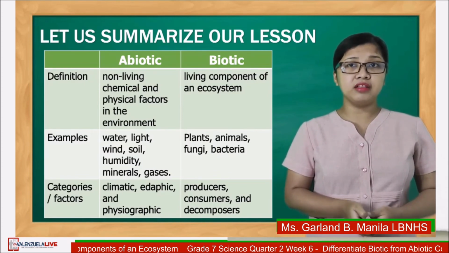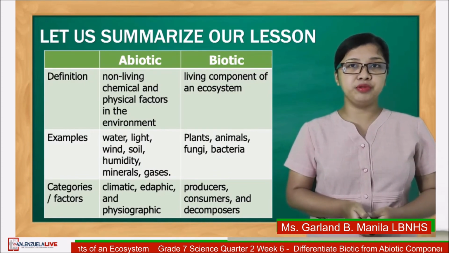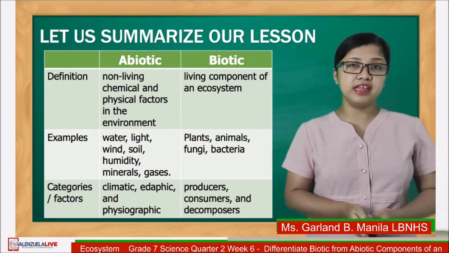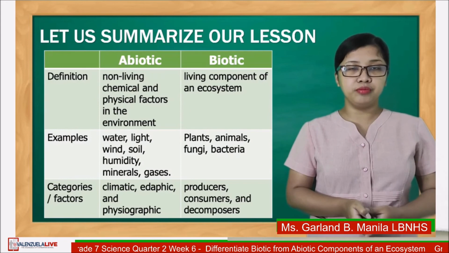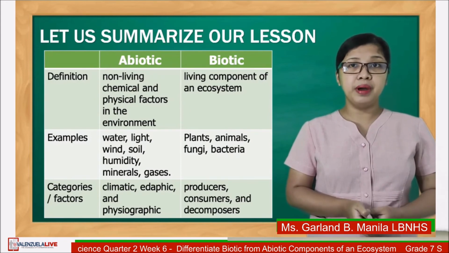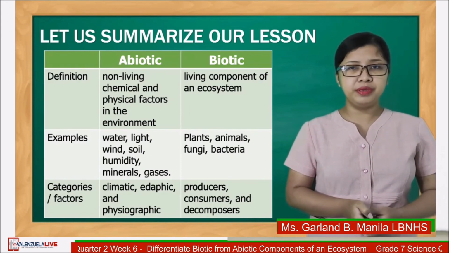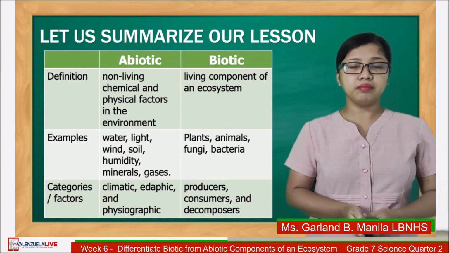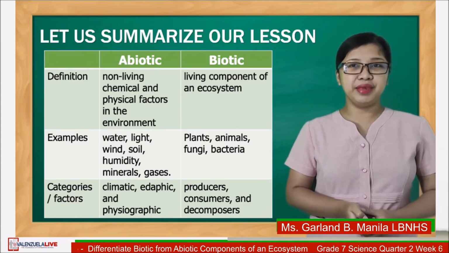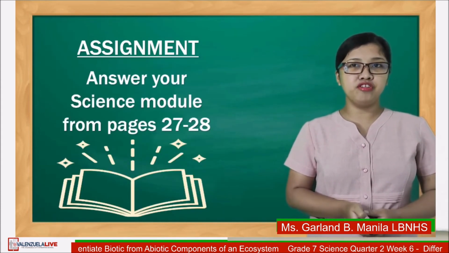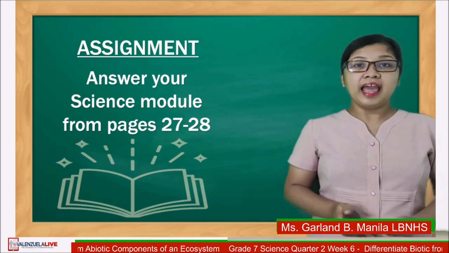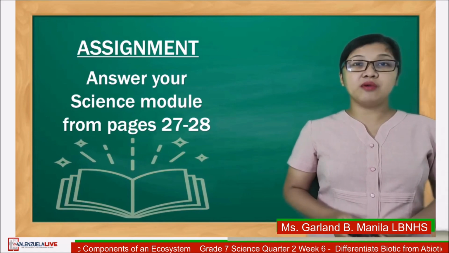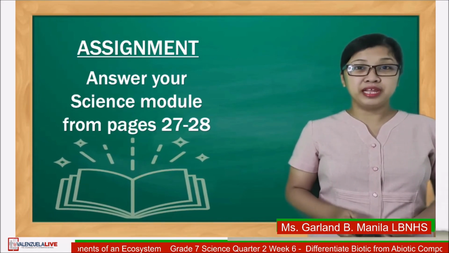Take note that once there is an imbalance between biotic and abiotic components, individual or species, population, community, ecosystem, biosphere will be greatly affected. So for your assignment, kindly answer your module from pages 27 to 28. At this point, we shall be having our question and answer from you. Let me see here.